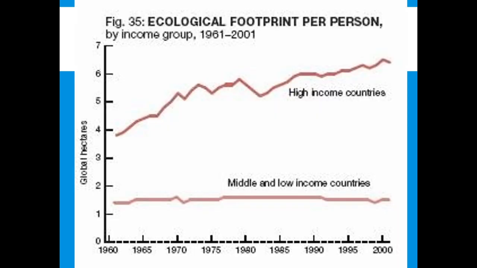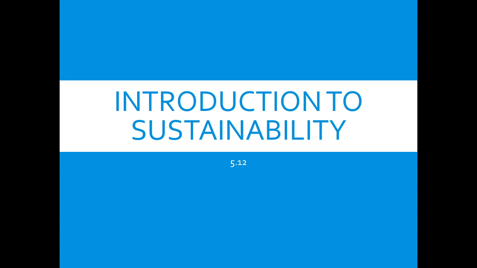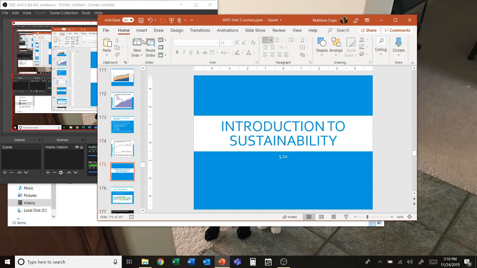This is just a graph to show you the ecological footprint per person based on income. You can see that high income countries have continually and steadily risen, while middle and low income countries have actually stayed pretty steady. And that will bring us to the end of our 11th video.